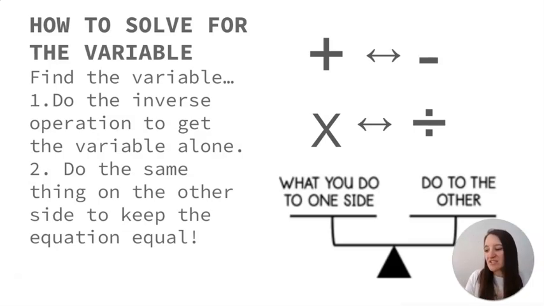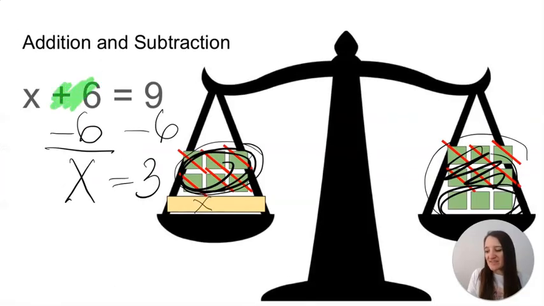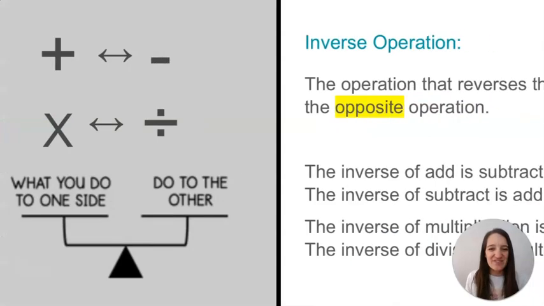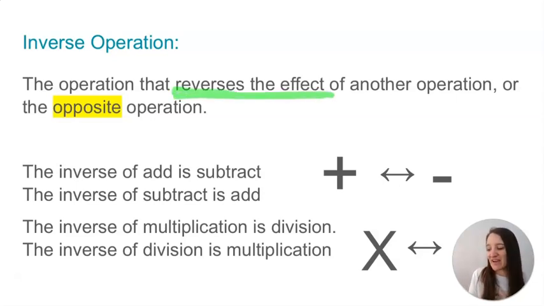The first thing we do is we find where the variable is, and then we do the inverse operation. This was a plus 6. The inverse operation to get rid of it would be minus 6. So I keep saying inverse operation. What exactly is the inverse operation? It is the operation that reverses the effect of another operation. Or another way to think of it is just what's the opposite.